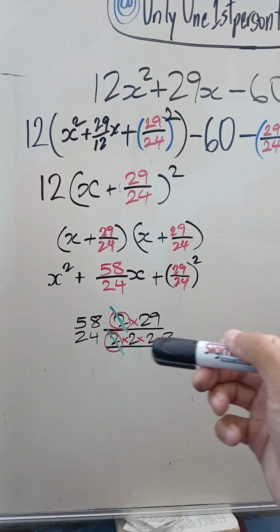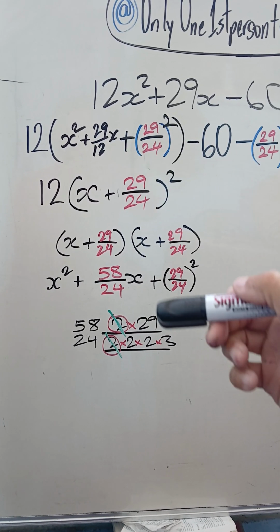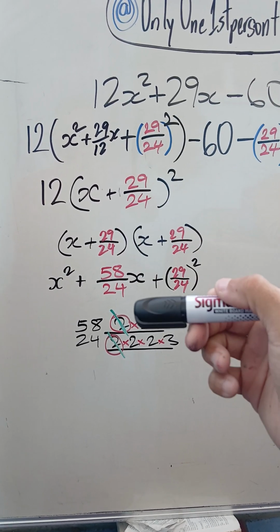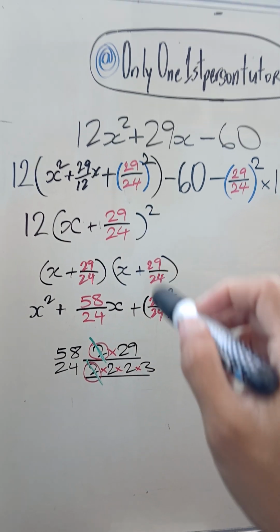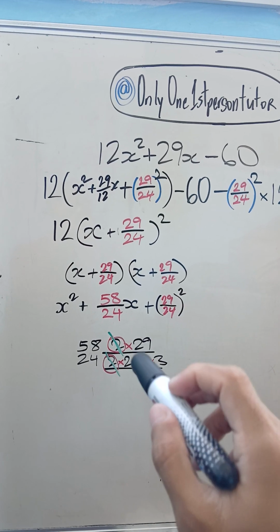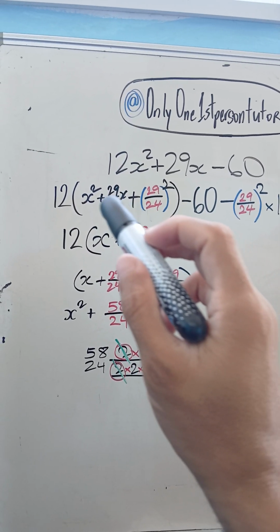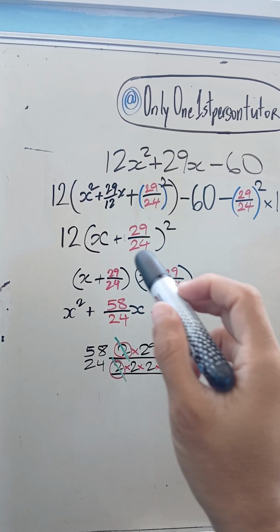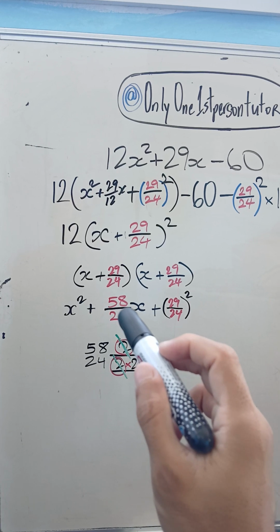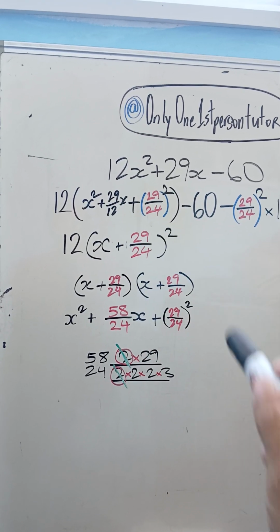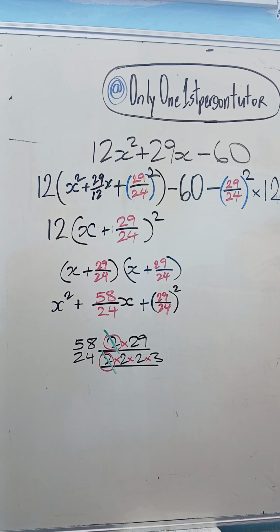29, 2 by 2 by 3 is 12. 2 by 2 by 3, 12, 29, 29. Therefore, 58 over 24 is 29 over 12. There we go. So that explains how we got from that to this. If we factorize this, we end up with this. But if we expand that, we end up with this, which is the same as what we have here. Right? So yeah, we can continue looking at this.